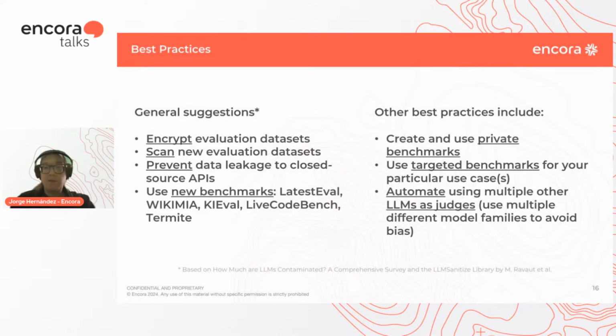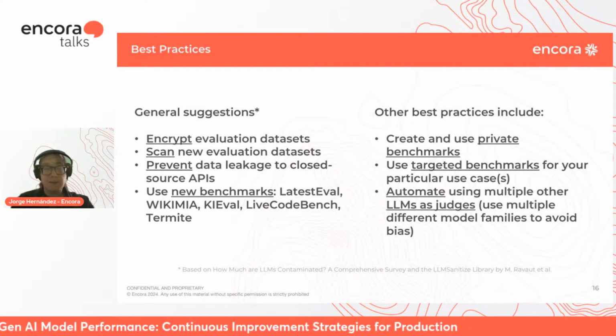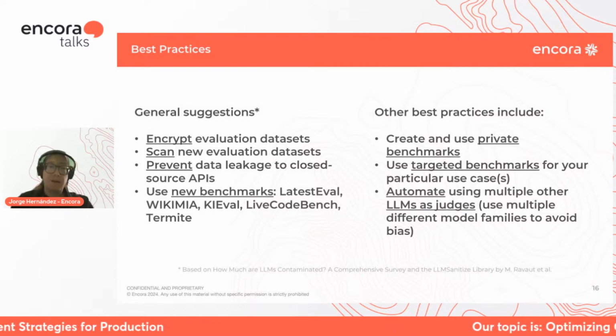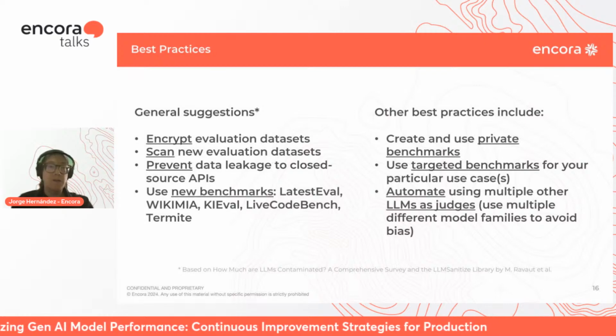General suggestions on how to avoid this: you create your own data set for your own tasks, encrypt it, keep it secret, keep it safe. Scan any new evaluation data sets you see. Make sure that they don't have already the data that you use for training or fine tuning. Prevent data leakage. Don't send your benchmarks to OpenAI or Anthropic or Cohere through the API. If you actually need to do that, make sure that they're not going to train on those, because otherwise, over time, your benchmark will degrade because the model will just memorize it.